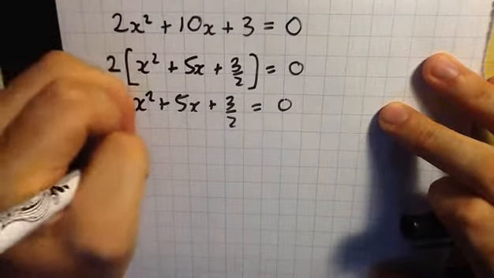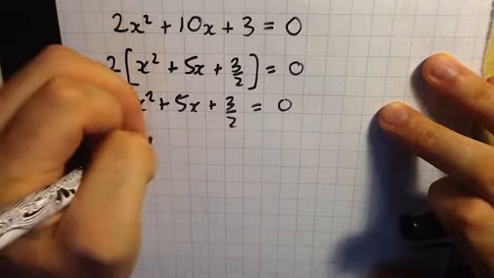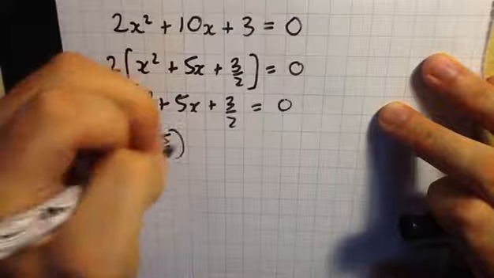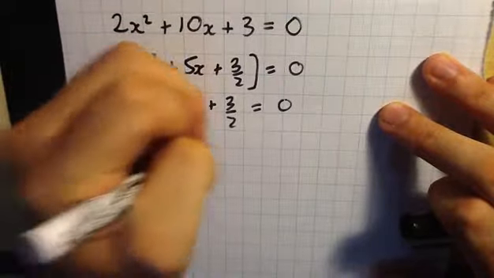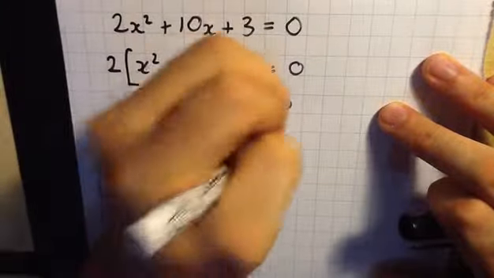So it's x plus b on 2, so what's b? It's 5, so 5 divided by 2 is 5 on 2, so it's x plus 5 on 2 all squared, plus c, which is 3 on 2, subtract 5 on 2 all squared.